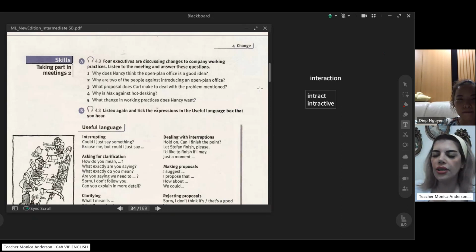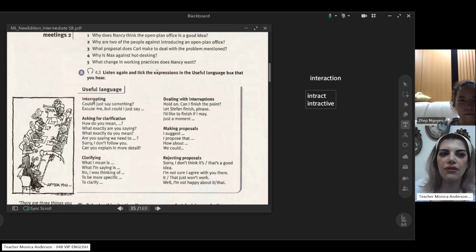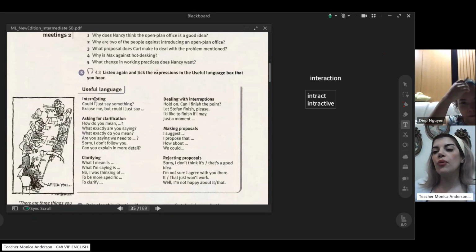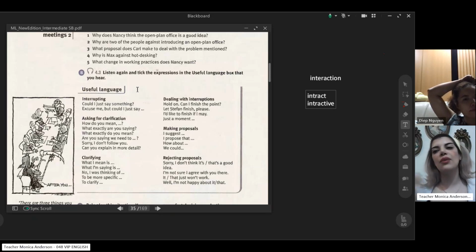So you couldn't hear this part, but it's okay. So let's talk about the next part. Then, of course, we need to listen again because we need to do this part, so you can find the answer to the last question. We have some useful phrases, useful statements that we can use. For example, if we're going to interrupt someone who is speaking, or ask for clarification when we don't understand what someone says, or if we want to clarify and make something clear for someone, we can use some statements. If we're going to deal with interruptions, for example, someone interrupts us and we deal with this interruption, and making proposals, plans, and rejecting. Sometimes we're going to reject some plans.